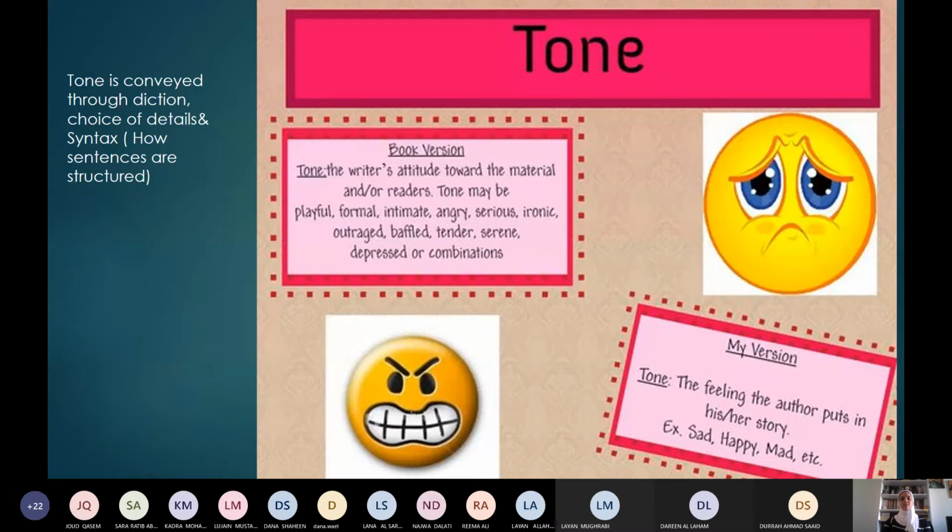So the feeling the author puts in his or her story. When the author writes the story, he writes it when he was happy, sad, mad, angry, serious, or ironic. How do I get to know his feeling? From the words, because the only way for the author to give me a message is through what? Word choice. Understand? Yes, yes.